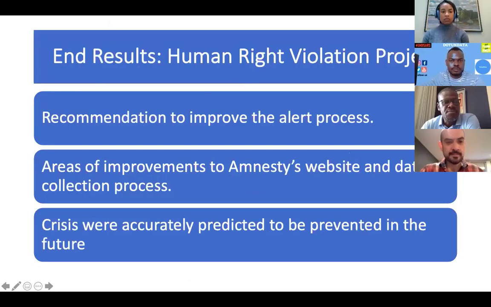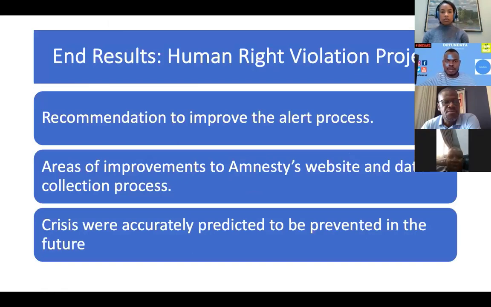So with the human rights violation case, right, there were a lot of recommendations to improve the way that the alert process was going about. What that entailed was that they found, as a result of collecting the data sets and analyzing the data, that the process by which they were collecting alert information wasn't actually so great. So they had to improve that process. They improved their websites and their data collection process, and that also had a huge impact on the kind of data that was being collected.